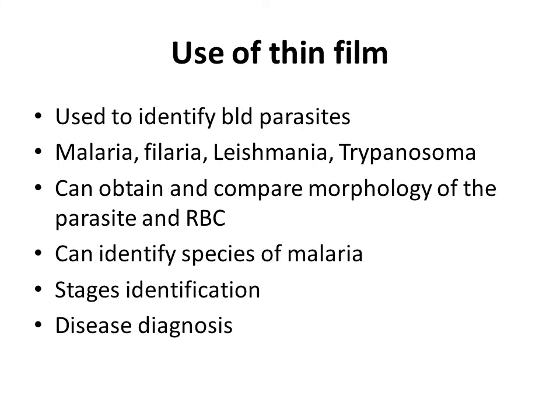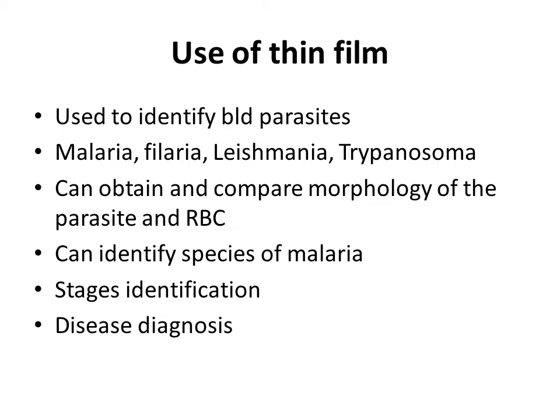Then the use of thin blood film. Normally for blood parasites we use the thin blood film and the thick blood film. The thick blood film we already discussed. The thick blood film is one of the concentration techniques, where we are concentrating the parasitic stages. But when we compare thick and thin blood film, the thin film is more useful than the thick film.